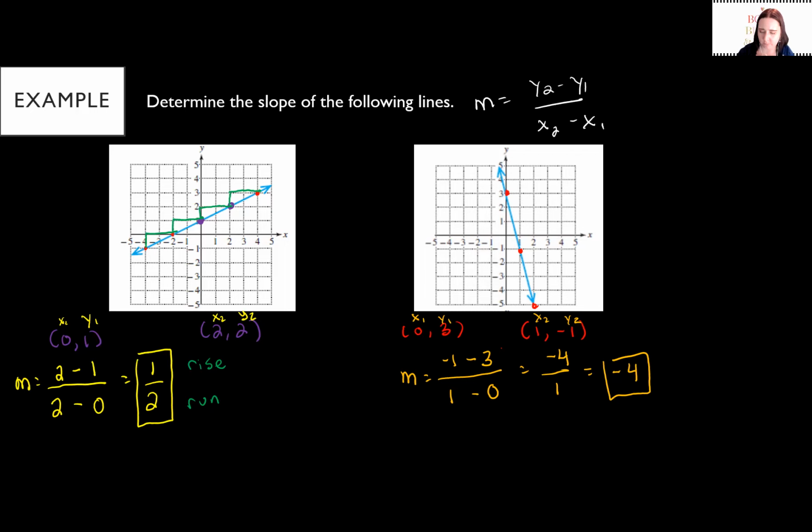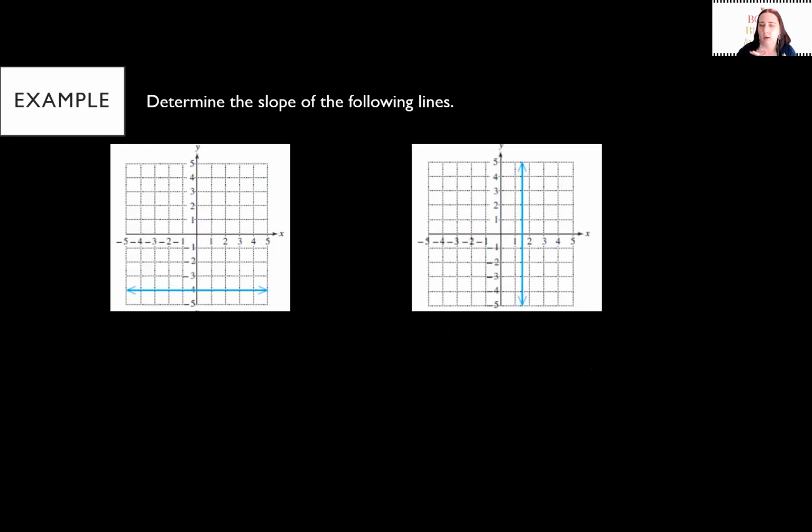Okay. So I want to do a few horizontal, not a few, 2. We got one of each, a horizontal and vertical line, just to kind of show you what slope means in those cases. So first off, you kind of want to memorize that when you have a horizontal line, the slope is 0.